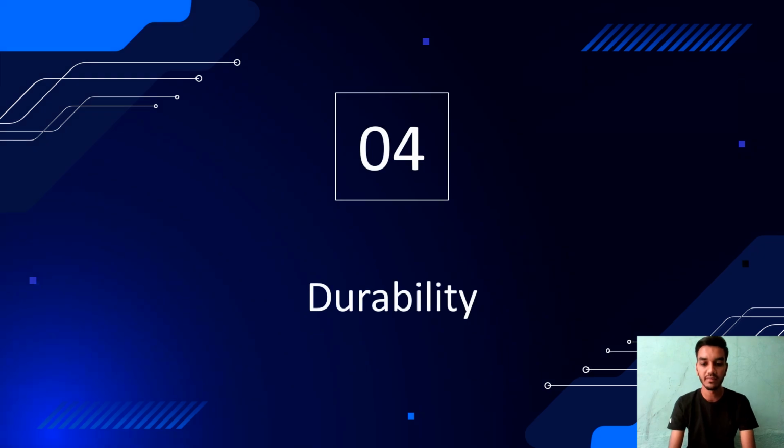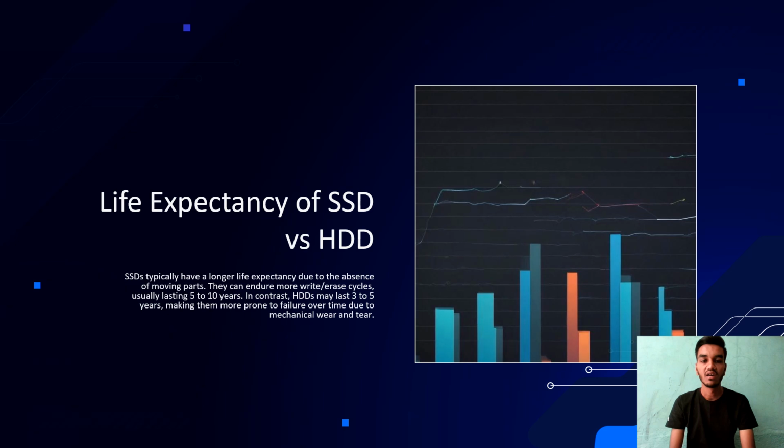Fourth is durability. Life expectancy of SSDs and HDDs. SSDs typically have longer life expectancy due to the absence of moving parts. They can endure more write erase cycles, usually lasting 5 to 10 years. In contrast, HDDs may last 3 to 5 years, making them more prone to failure over time due to mechanical wear and tear.